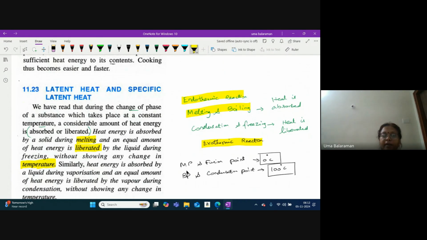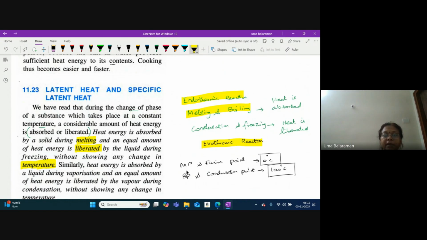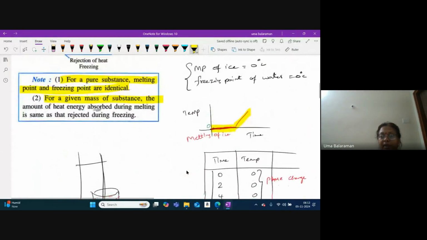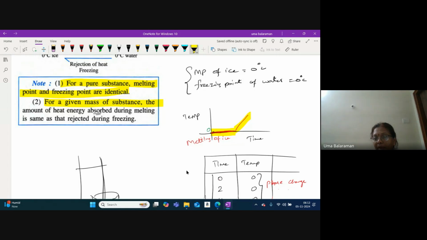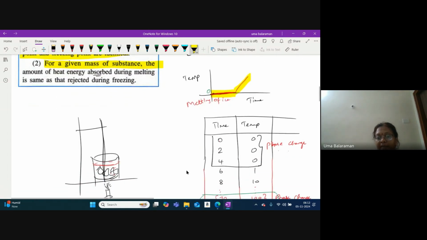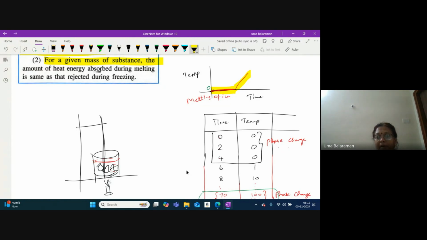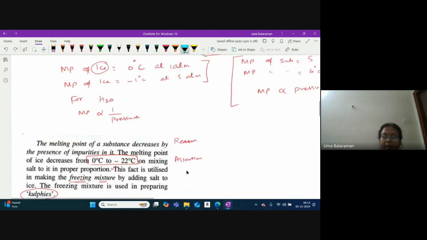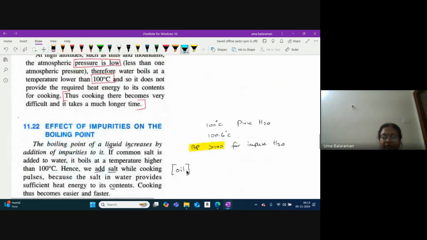So latent heat. We studied that during melting, the curve doesn't show an increase in temperature. We keep continuing to heat the ice cube, but we don't see any increase in the temperature, even though heat energy is supplied, and that is called the latent heat. The heat energy that is supplied but not manifested, not expressed in the thermometer.